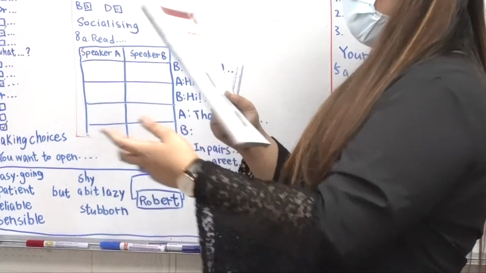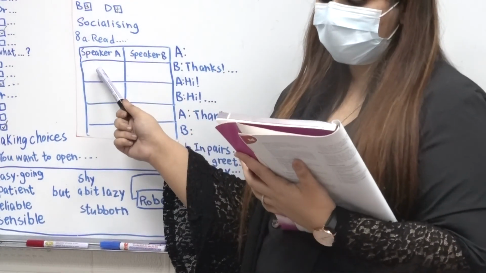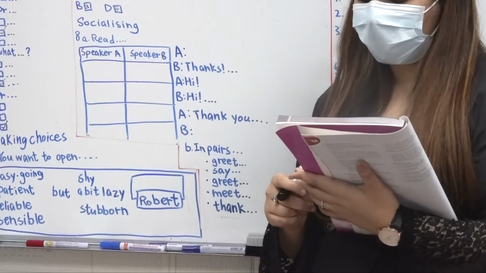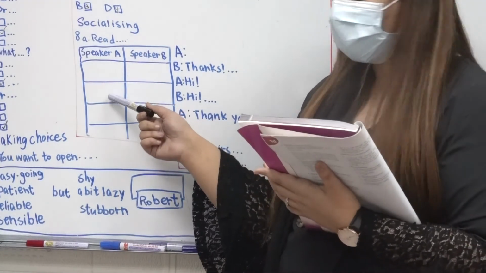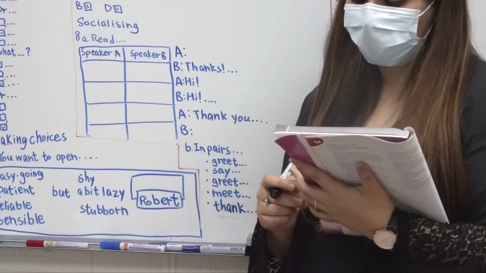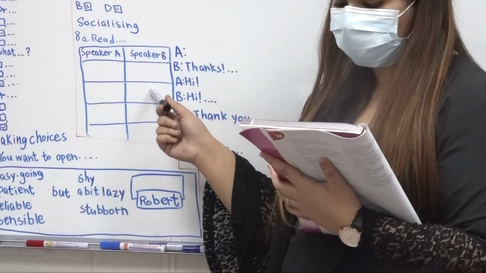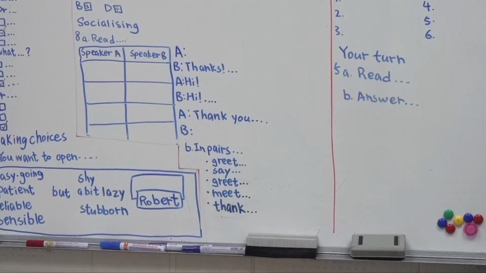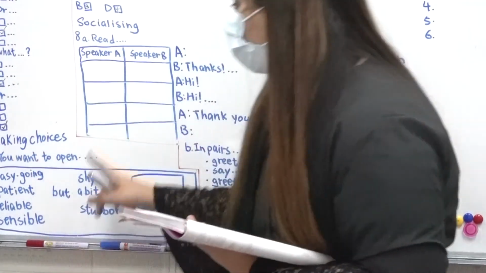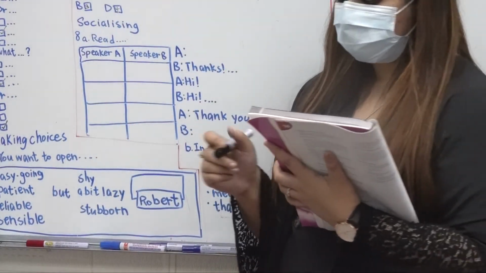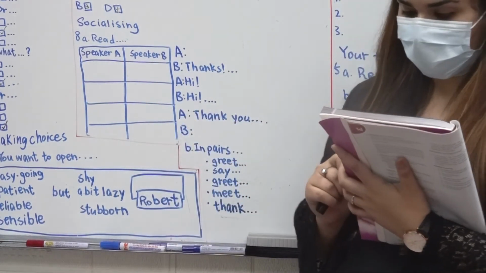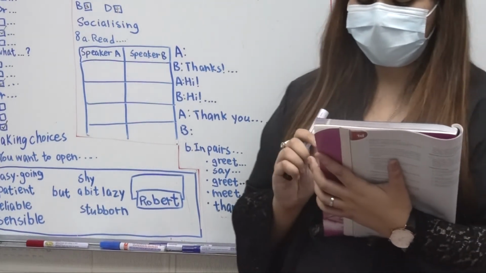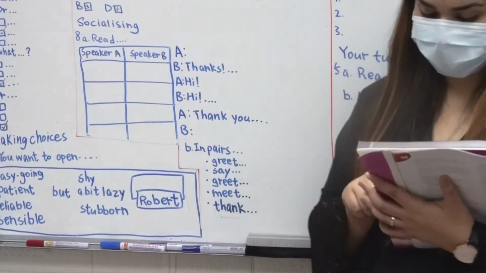So let's read. So speaker A said, hello, what a nice surprise. And then speaker B said, hi, nice to see you. And then speaker A said, hi there, how are you? And then next one, speaker B said, not bad, how about you? Speaker A said, hi there, how are you doing? Speaker B said, pretty good, thanks. Speaker A, see you tomorrow. Speaker B, goodbye. Go on. Bless you. Thanks.